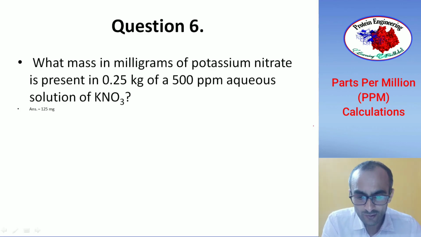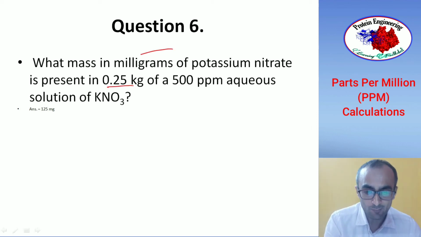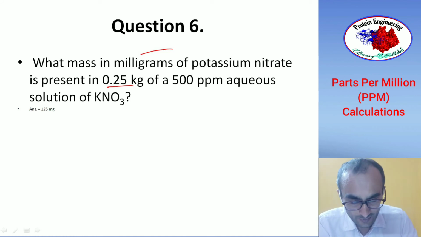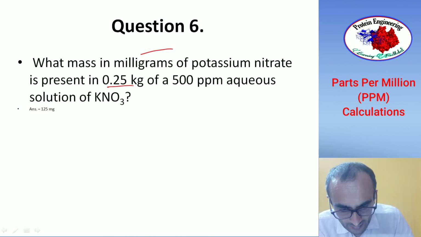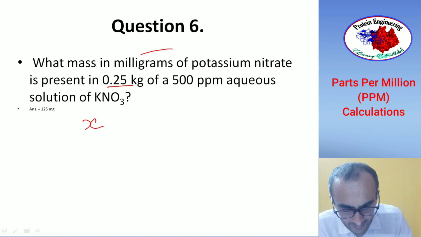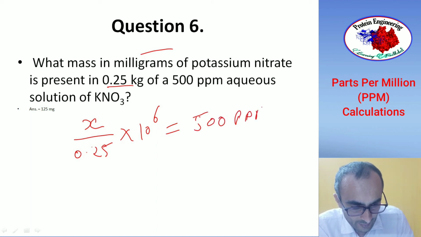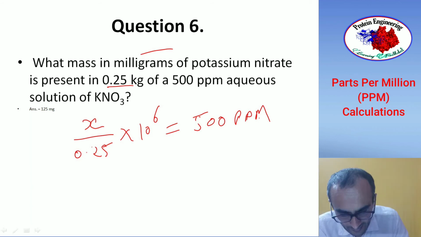So let's take another question. What mass in milligrams of potassium nitrate is present in 0.25 kilogram of a 500 ppm aqueous solution of KNO3? So in this ppm is given, and that is 500. So we assume that mass is x kilogram. So x kilogram divided by solution is 0.25 kilogram, multiply by 10 to the power 6, and this is equal to 500 ppm, that is given. So from here value of x can be calculated.